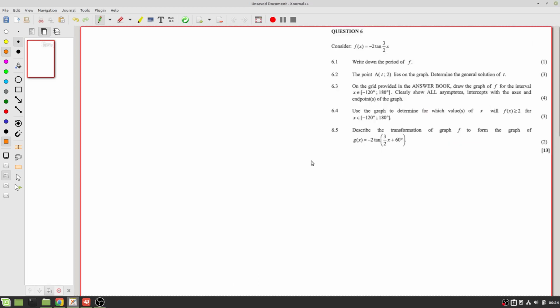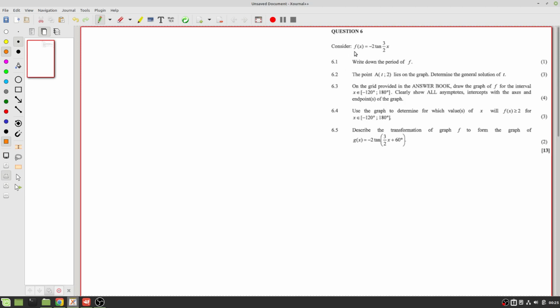Alright, so we are here with question 6 of the November 2018 South African CAPS syllabus matric mathematics exam, and this is paper 2. Now question 6 here, we can see this is a question on trigonometry. Alright, so let's just get right into it.